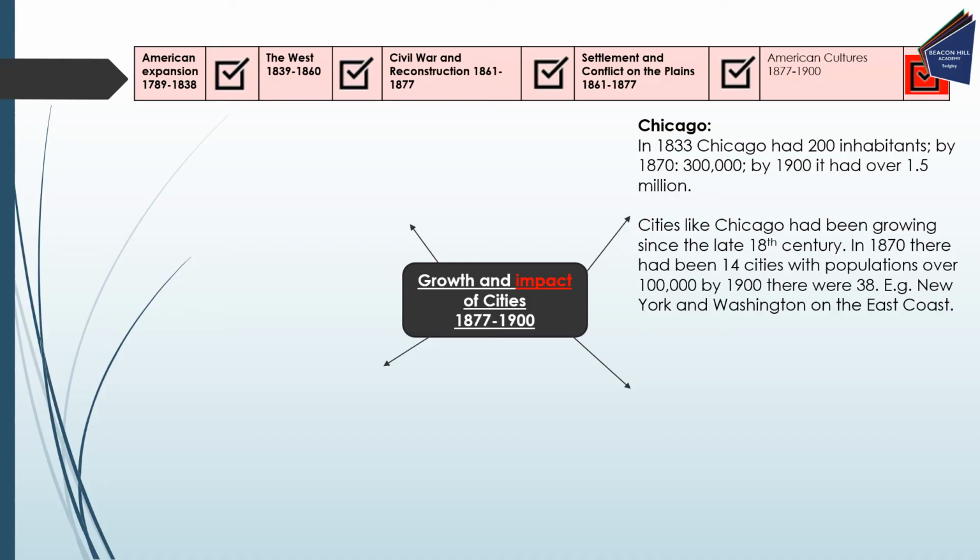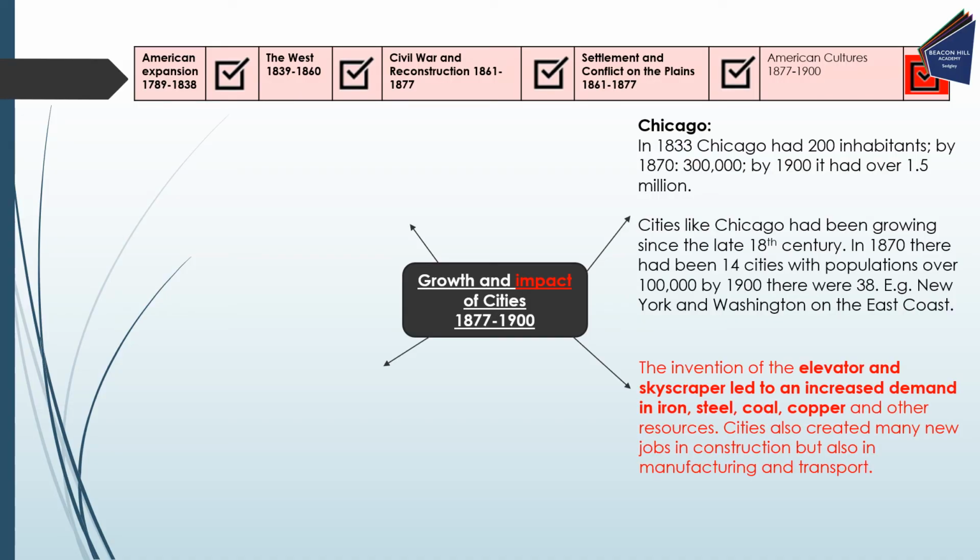In terms of the impact, we have the invention of the elevator and the skyscraper, which leads to an increased demand in iron, steel, coal and copper and other resources. The cities also created many new jobs in construction, but also in manufacturing and transport. So we need to know that there was a demand for these resources as a result of cities expanding.